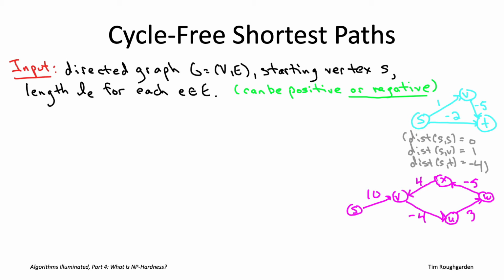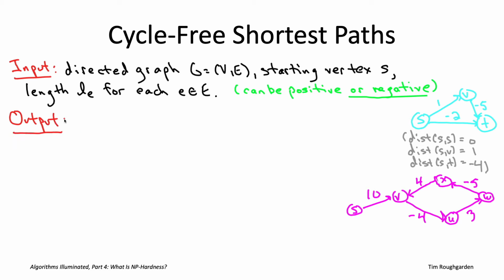So by traversing the cycle an arbitrary number of times, you can push this path length to be as negative as you want. So the shortest path distance between S and V, you could define it as -infinity. You could say that it doesn't exist. Anyways, it's confusing what you're supposed to do in the presence of a negative cycle.